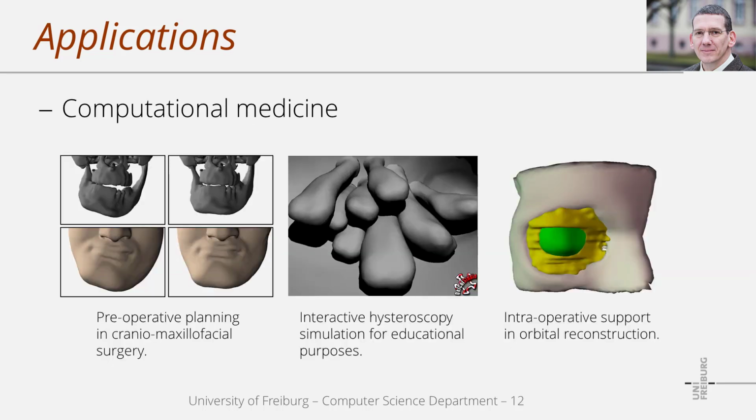Another popular application area for physically based simulations is computational medicine. For instance, simulations can be used for the preoperative planning of surgical procedures. This is indicated here in the images for a craniomaxillofacial procedure. The goal is to estimate soft tissue changes due to the realignment of the underlying bone structure.